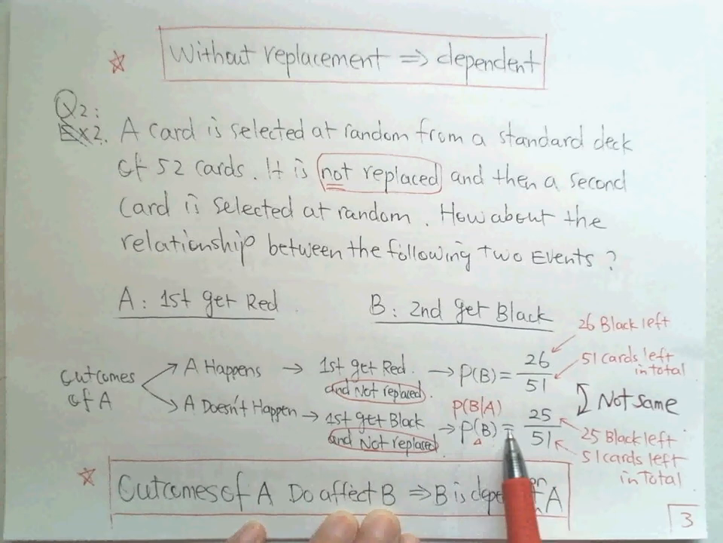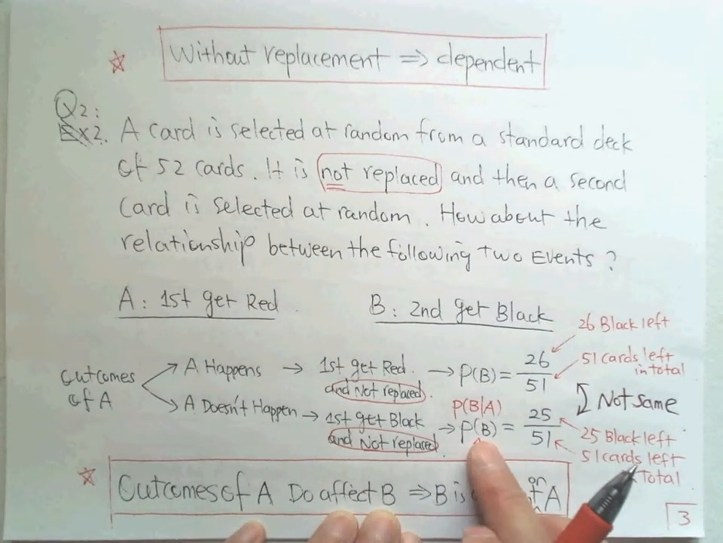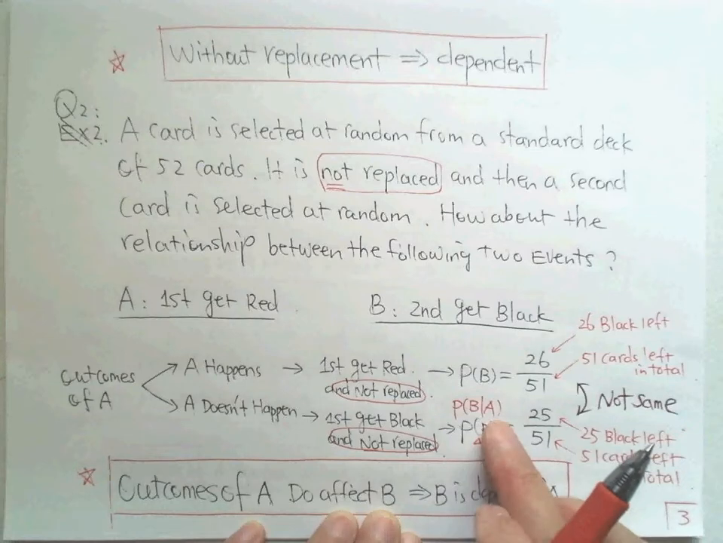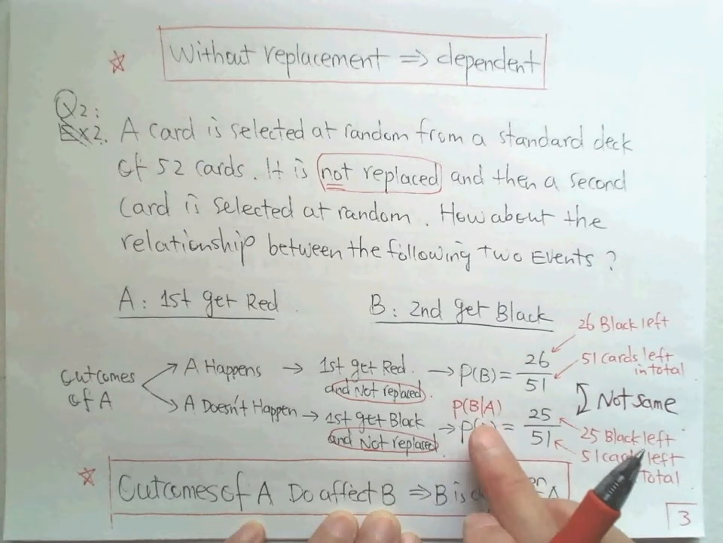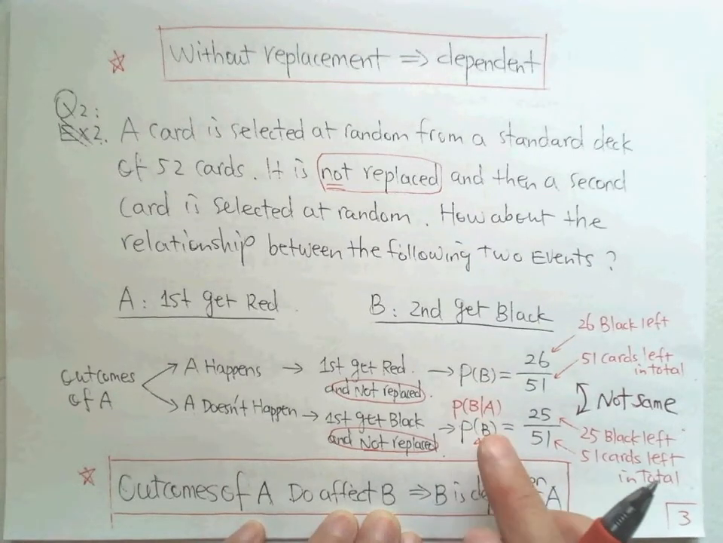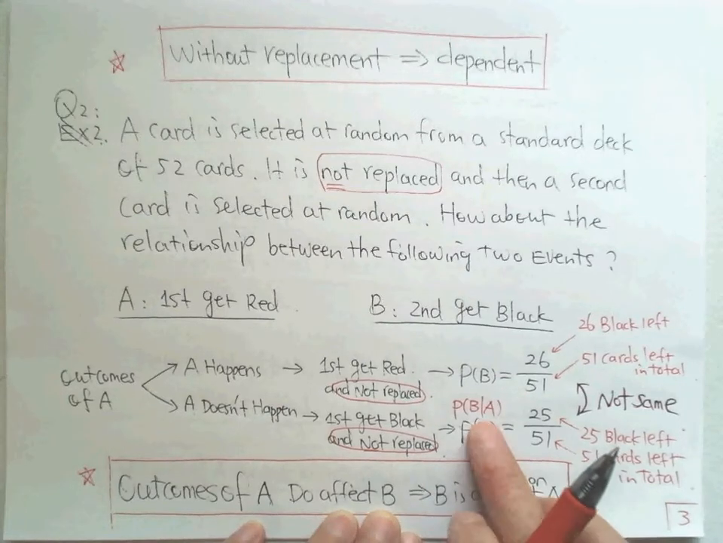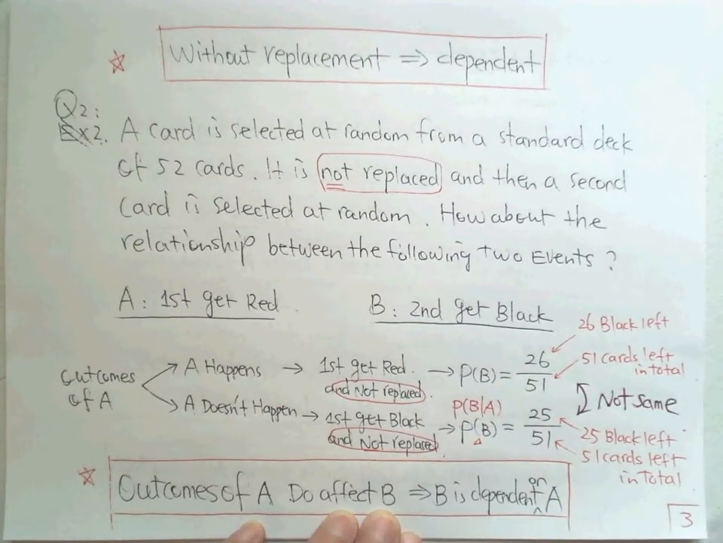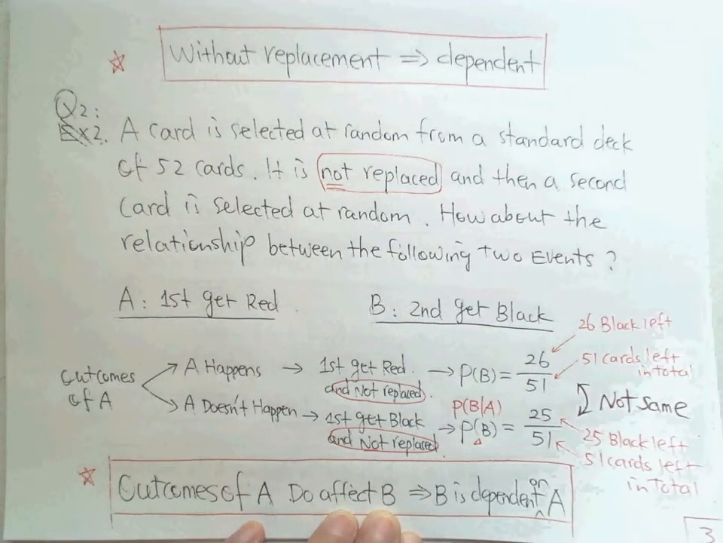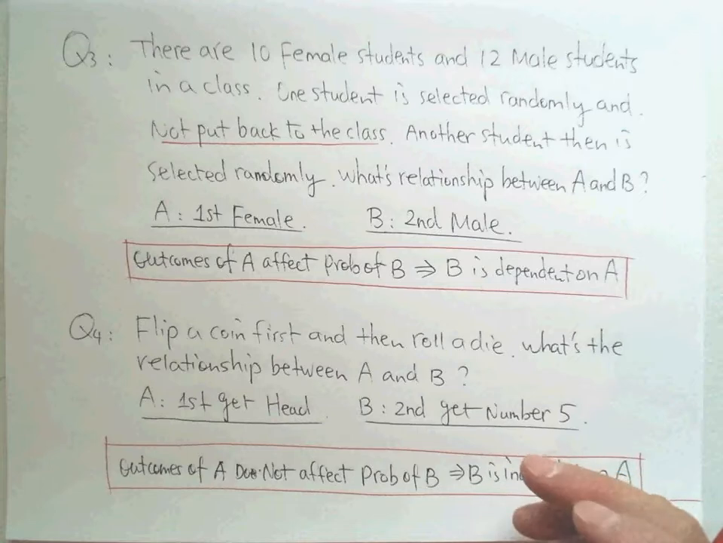If this is dependent, later in the future I will show this probability is no longer a single probability. Why? Because B depends on A. So usually we write this. This we call the conditional probability, and I will introduce that conditional probability later. If it's a dependent relationship, we will write this conditional probability. This is the second case. Without replacement is dependent. I have two more examples.